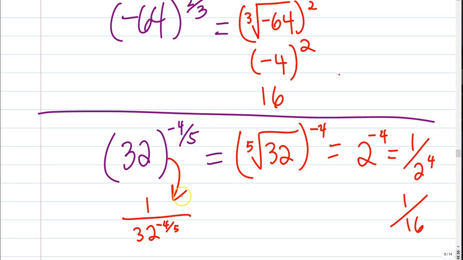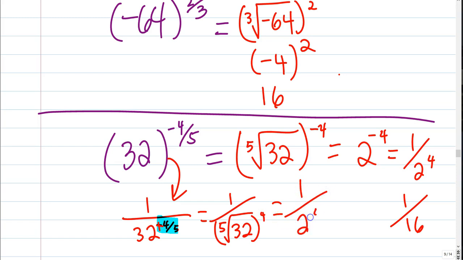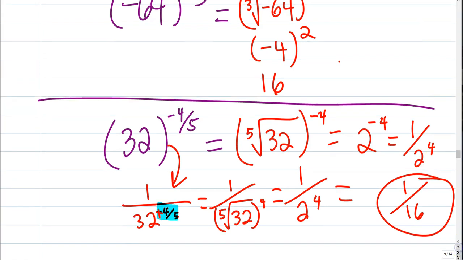If I had flipped it, I hope you caught my mistake, the exponent would become positive, so that this would become 1 over the fifth root of 32, all raised to the 4th, 1 over 2 to the 4th, or 1 over 16. The answer doesn't change. So I tend to like to move the negatives first, but it didn't really clean it up any easier, so maybe saving it was easier this time. But either way, you should get the same answer.